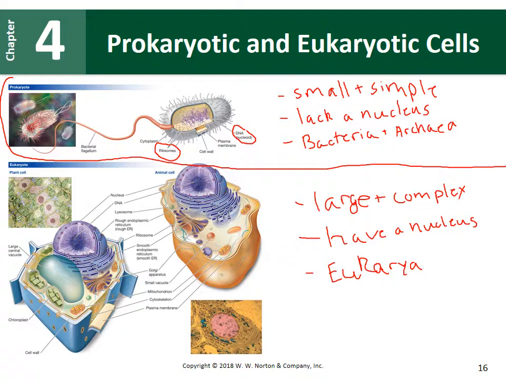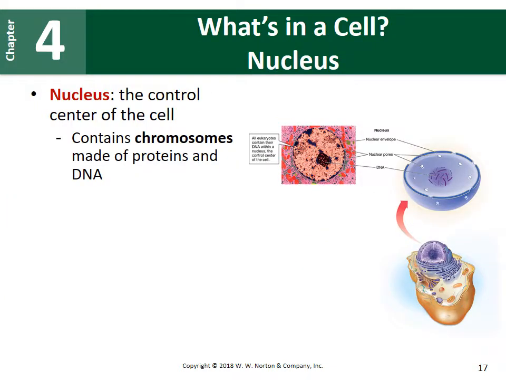So we're going to start off with our eukaryotic cell. They're larger, more complex, and they have a nucleus. So that nucleus is the control center of the cell. And it contains structures called chromosomes that are made up of proteins and DNA. That DNA is that genetic material. The proteins that are associated with it just help to organize that DNA into these chromosomes.